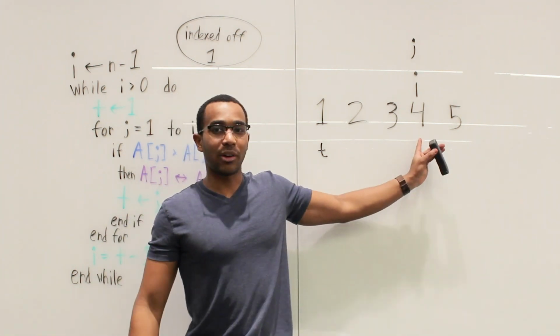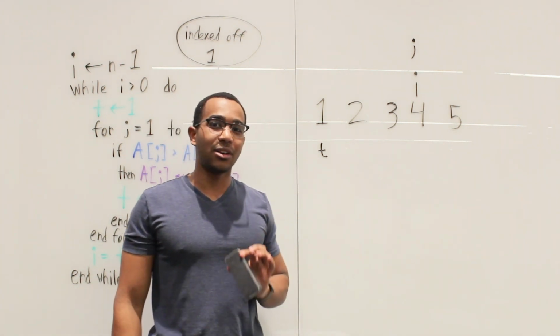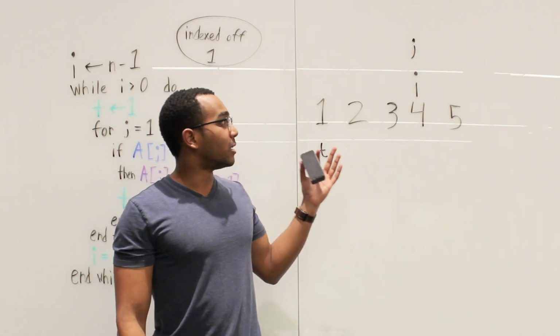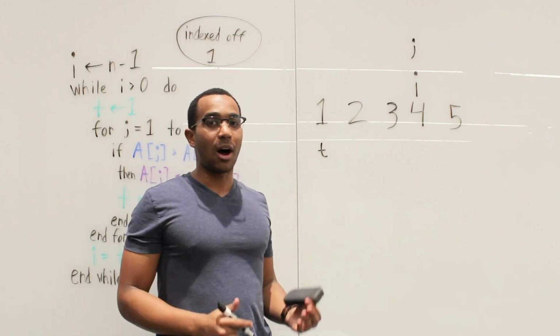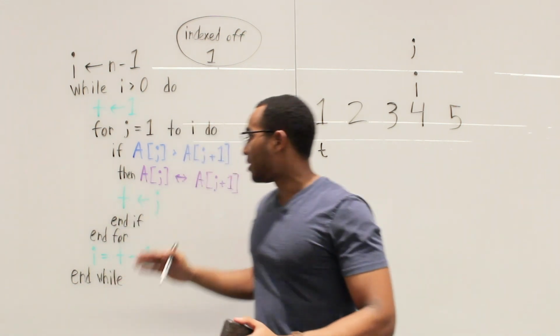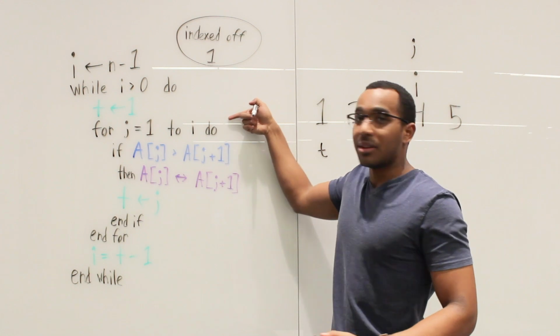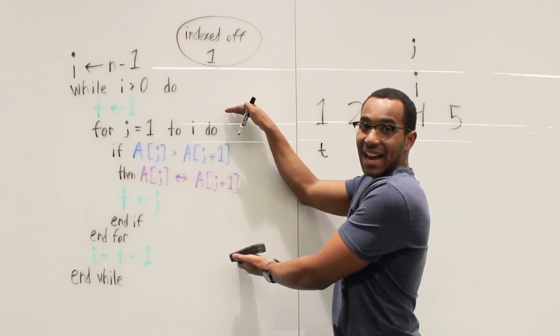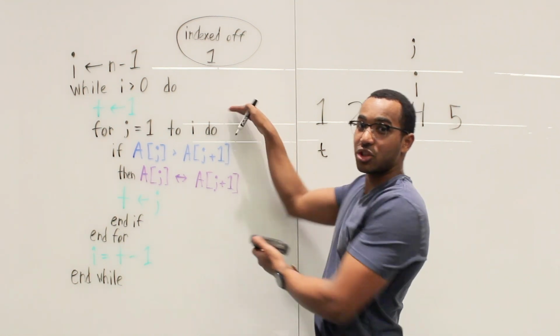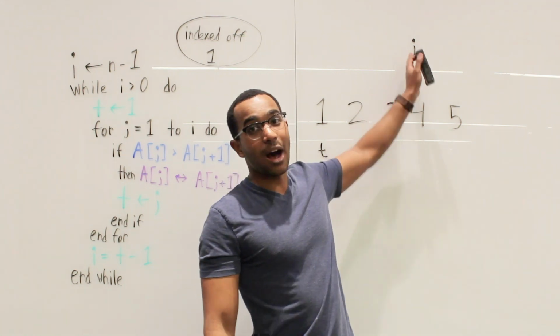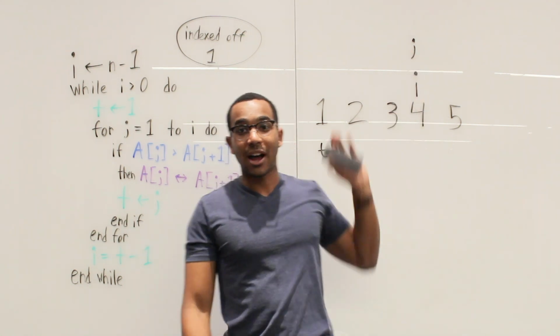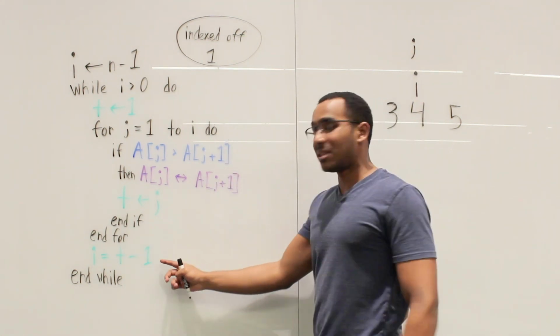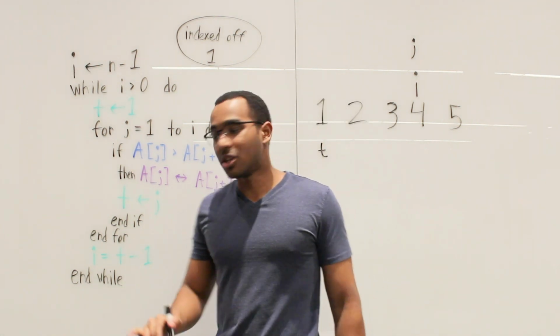So is 4 greater than 5? 4 is not greater than 5. So what we do is we do not do a swap, and now we have reached the end of this for loop right here. So we exit the for loop because we just finished our iteration of J up to I, and what we do is we come down here, and now I need to make my decision.